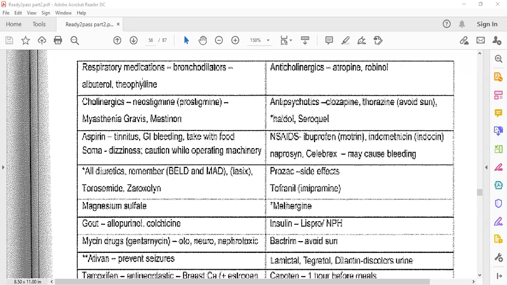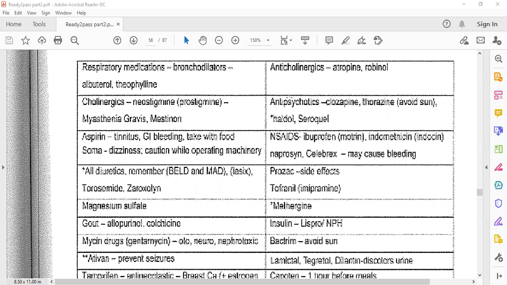salbutamol or salmeterol or albuterol, theophylline, all of these medications can cause tachypnea, increased palpitation. So this is the common side effect, right?